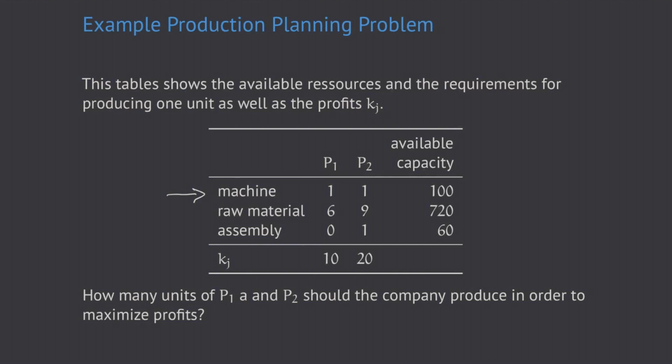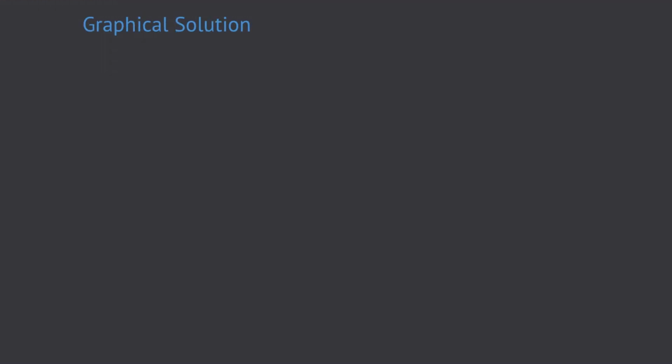What we're going to use is variables x1 and x2, where x1 stands for the amount of product 1 that we're producing, and x2 stands for the amount of P2 that we're producing. Now in the next step, we're going to write down this problem in its mathematical formulation. So we're going to write down the problem in terms of x1 and x2.